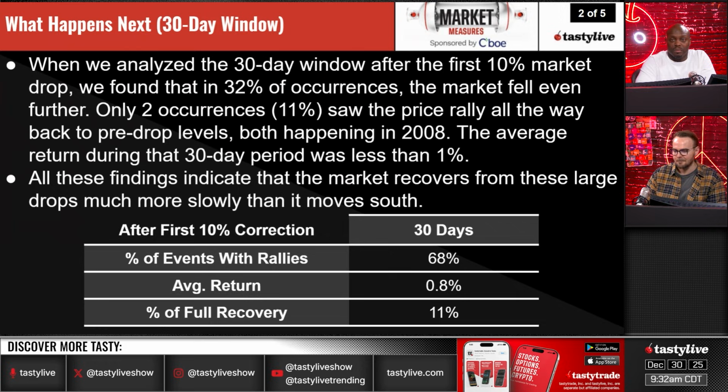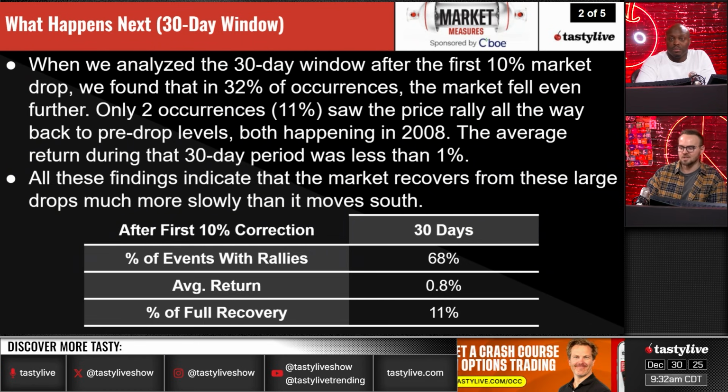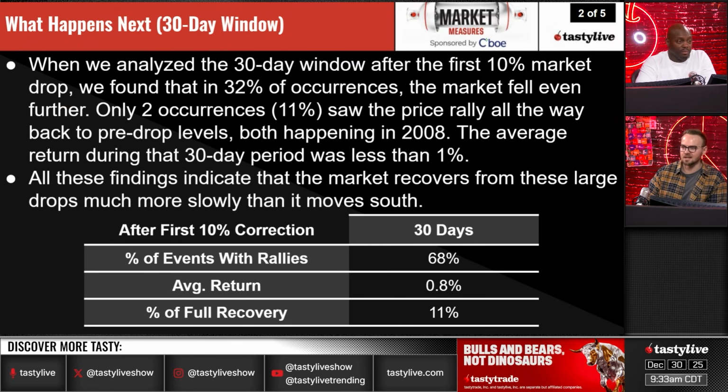Next slide, please. When we analyzed the 30-day window after the first 10% market drop, we found that in 32% of occurrences, the market fell even further. Only 2 occurrences, 11%, saw the price rally all the way back to pre-drop levels, both happening in 2008. Interesting. The average return during the 30-day period was less than 1%. All these findings indicate that the market recovers from these large drops much more slowly than it moves south. So the old adage, escalator up, elevator down, there you have it. It's just hard to time when that elevator is going to drop.